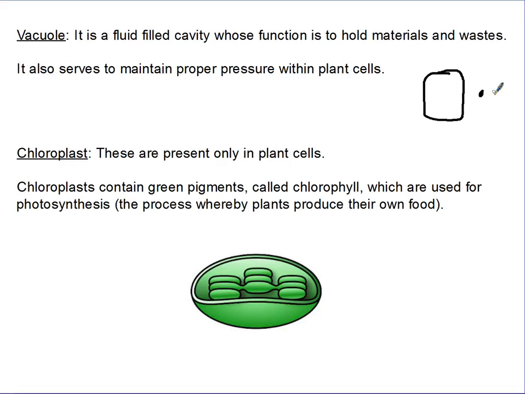Now, in the plant cell, we can also see a special structure here called the chloroplast. The chloroplast contains green pigments called chlorophyll, which are used for photosynthesis. That is why plants are the only living organisms that can produce their own food through the process called photosynthesis. Now, animals do not have this chloroplast that contains chlorophyll. Only plant cells have this structure called the chloroplast that contains chlorophyll, which is used for photosynthesis.